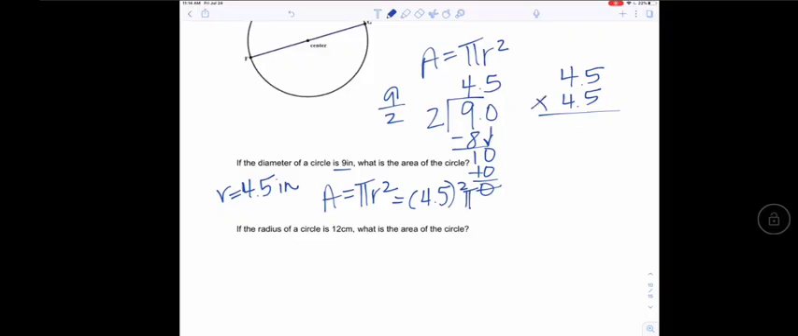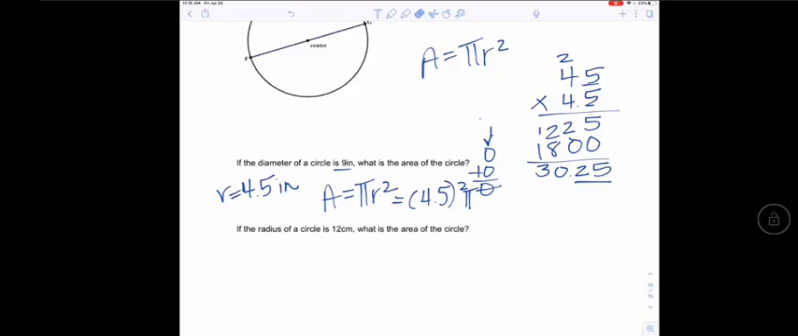So now, squaring 4.5, 5 times 5 is 25, carry the 2. 5 times 4 is 20, plus 2 is 22, placeholder 0. 4 times 5 is 20, carry the 2. 4 times 4 is 16, plus 2 is 18. I'm going to add this up, 2, 10, 3, 0, 25. There are 2 numbers behind the decimal point in my question, so there will be 2 numbers behind the decimal point in my answer. So let me erase this so I can have some space here. Okay, there we go. So now I get area equals 30.25, because that's 4.5 squared, pi. And that's it.